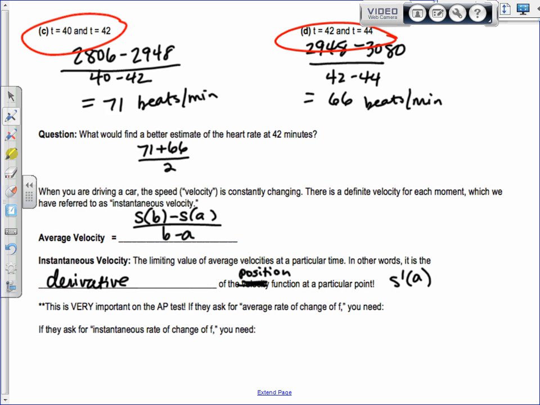All right, so it says this is very important on the AP test. If they ask for the average rate of change, you need f of b minus f of a, all over b minus a. And if they ask for the instantaneous rate of change of f, you need f prime of x, whatever the x value is.